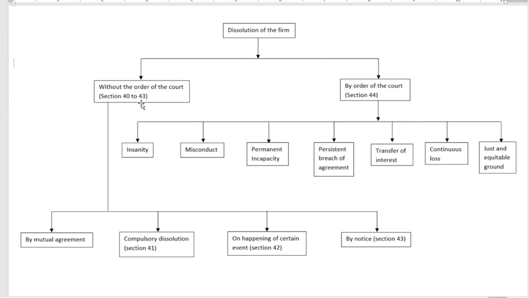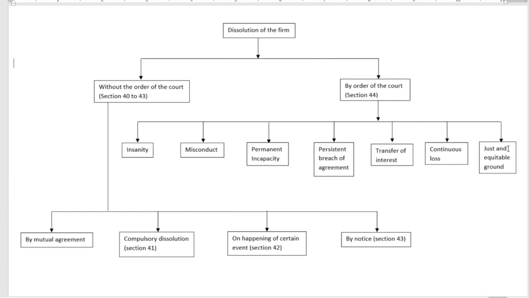And with regard to dissolution with the order of the court, we can see there are 7 grounds available. That is insanity, misconduct of the partner, permanent incapacity of the partners, persistent breach of agreements, and we have seen the examples for persistent breach of agreements, and transfer of interest to third parties, and continuous loss of the partnership firm. The last one is the just and equitable ground, which is left to the discretion of the court. And we have discussed the normal grounds on which the court may order the dissolution of the partnership firm under the just and equitable ground.